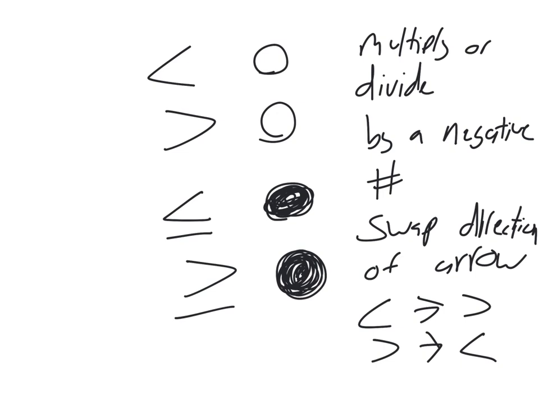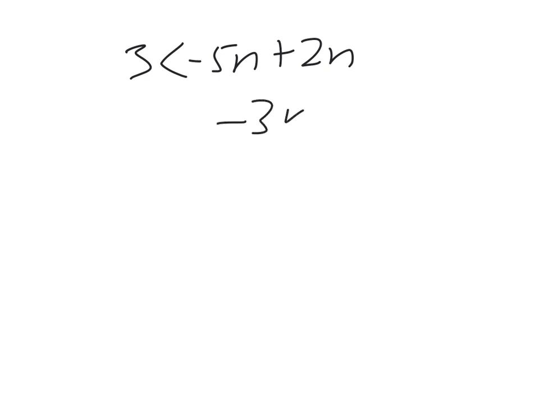We're going to work out an example from the homework. Look at number 1. Number 1 is set up in the format 3 is less than negative 5n plus 2n. We would work this out just like we have been doing with our regular equations. Inequalities are not any different in terms of solving. It's just the solution that is going to differ. So when we combine our like terms, we've got negative 3n is less than 3.